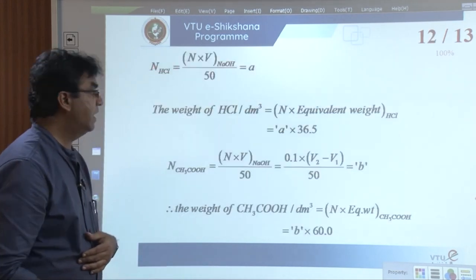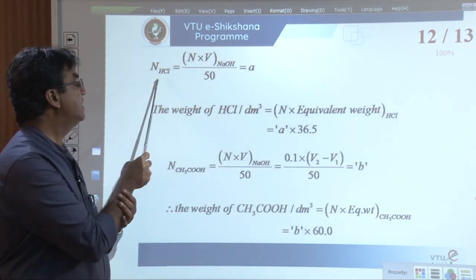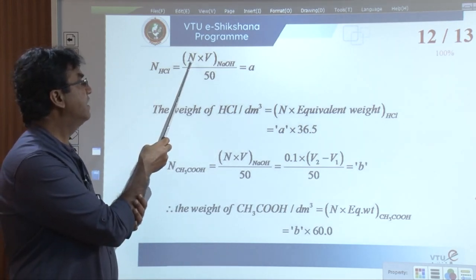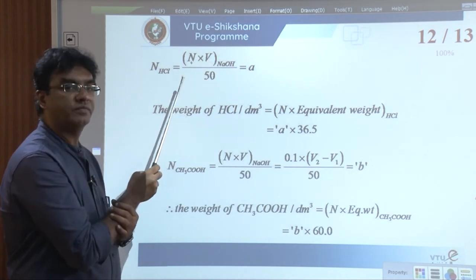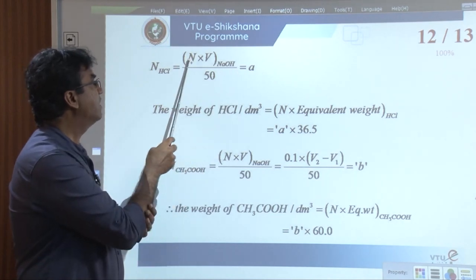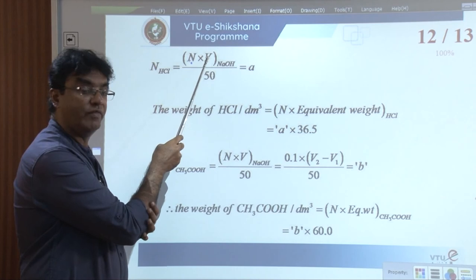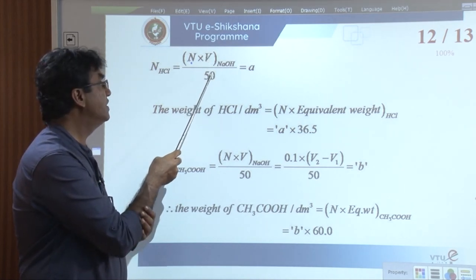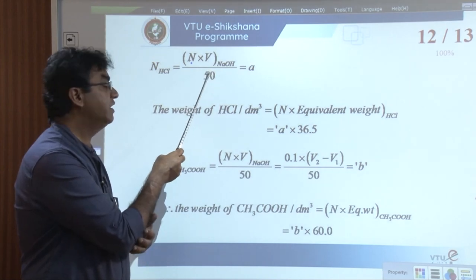Once you note down these values, using the standard formula, normality of HCl is equal to normality of NaOH into volume of NaOH divided by 50. Let's call it A. Normality of NaOH is 0.1. Volume of NaOH is nothing but V1, right? The volume of the acid mixture is taken as 50 ml, therefore it is 50 for both.